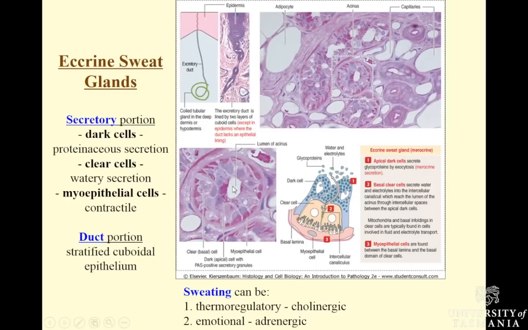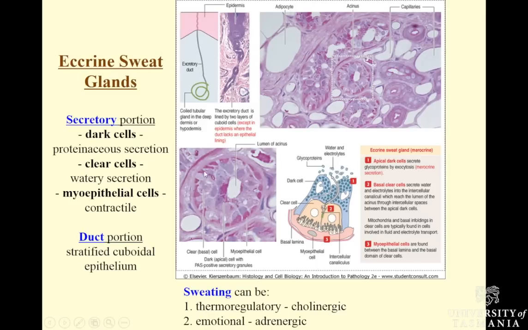Here's the lumen of the gland here. So here we've got our clear cells. Dark cells are here. You won't have to identify any of these in section or anything like that, but just be aware of the three cells within the secretory portion of these glands. So here, because they're coiled, we've got multiple profiles of these cells. Here and out here we've got the duct portions, which is lined by a stratified cuboidal type of epithelium.